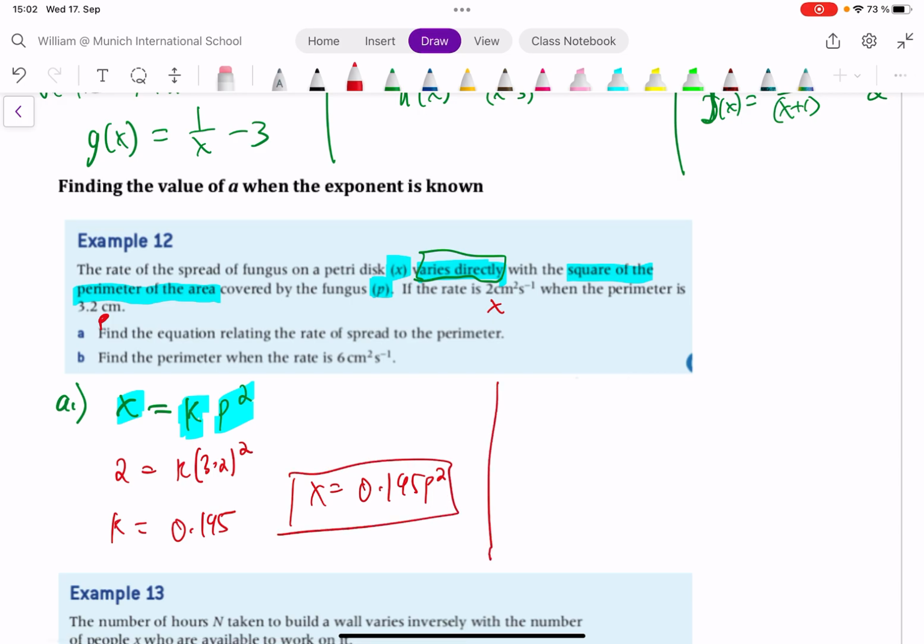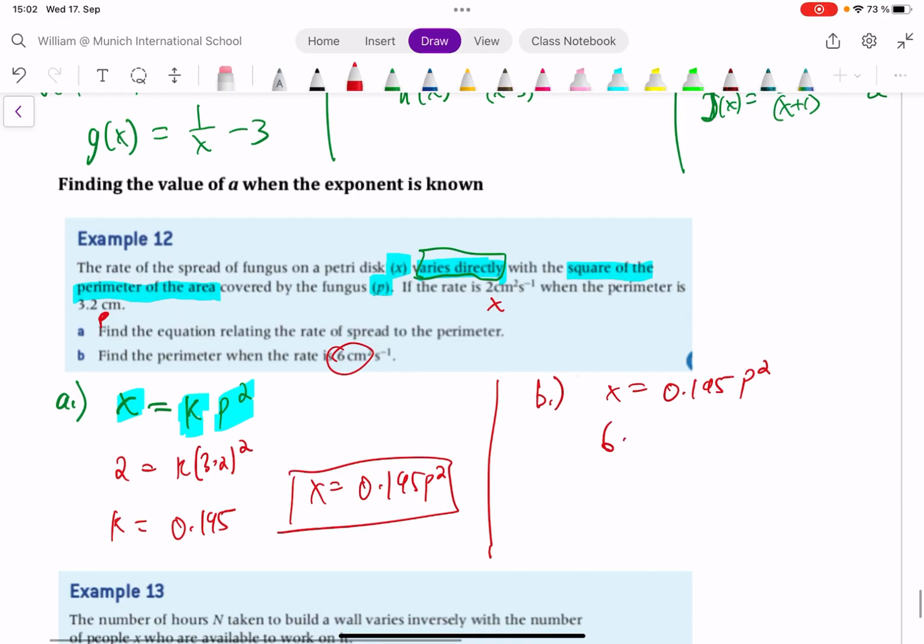So then B says find the perimeter when the rate is 6. So now I know this k value, this unknown thing that I'm multiplying by. So I have x equals 0.195 p squared. It says find the perimeter when the rate is 6. So that's the x value. So 6 equals 0.195 p squared. Divide by your 0.195, take the square root. So then p ends up being 5.54 centimeters. Right, that's the perimeter.